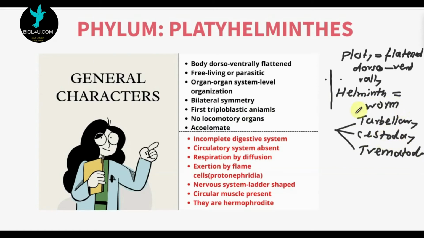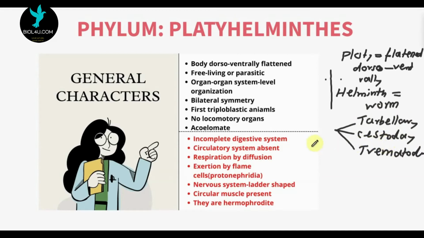But in the case of the Turbellaria, on the ventral side you can see some cilia. So cilia help in locomotion in the free-living forms, and there are no locomotory organs in the parasitic organisms, which belong to the class Cestoda and Trematoda.